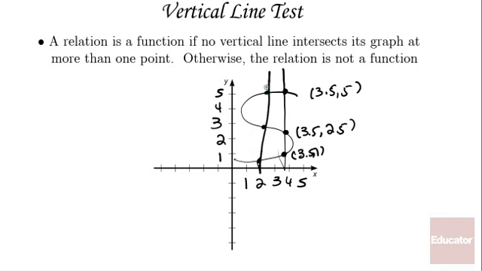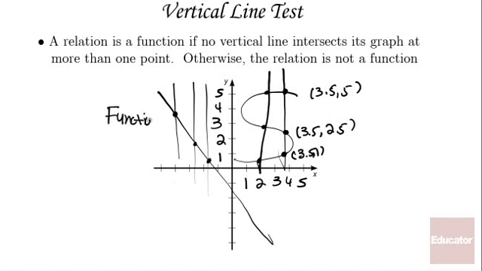Now, let's look at another case where I have a graph, say, of this line. If I perform the vertical line test, no matter where I draw my vertical line, the line will only cross the graph at one point. Therefore, this line is the graph of a function because it passed the vertical line test. This curve is not a function. It did not pass the vertical line test.